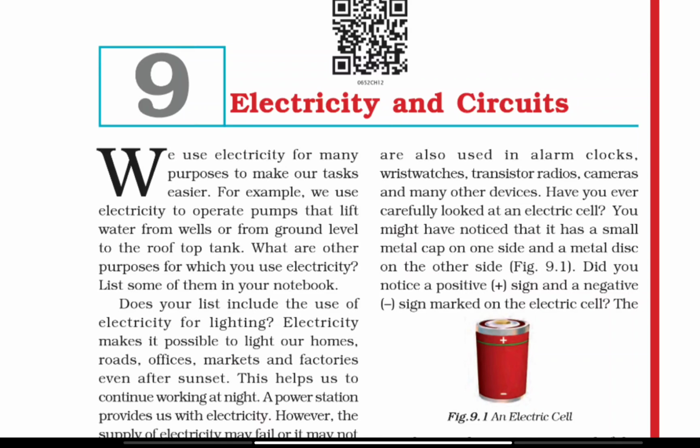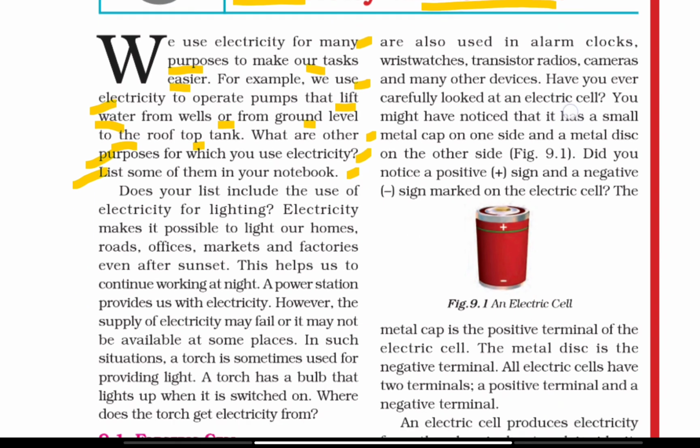We are reading class 6 chapter number 9 Science, Electricity and Circuit. Let's start. We use electricity for many purposes to make our task easier. For example, we use electricity to operate a pump that lifts water from wells or from ground level to the rooftop tanks. What are other purposes for which you use electricity? List some of them in your notebook.